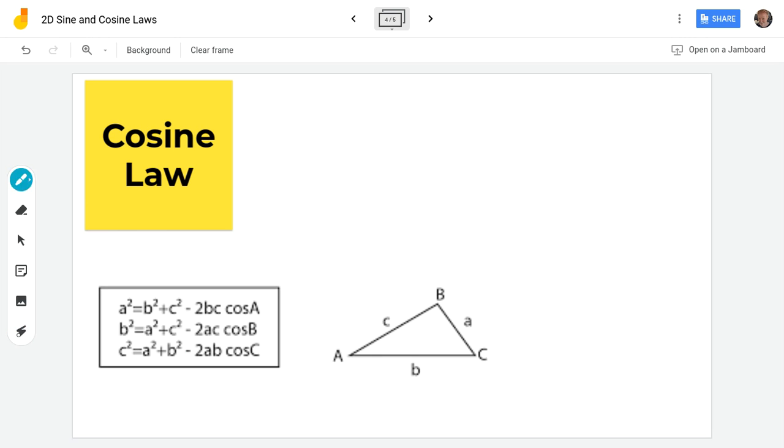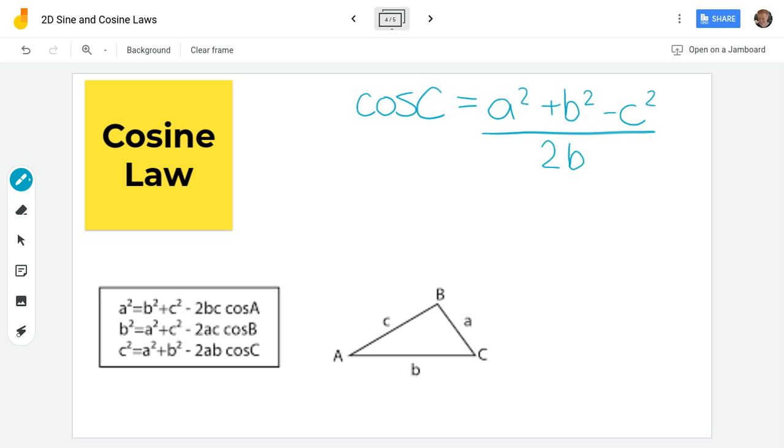There's also a rearranged version of the cosine law that I will show you. You'll see it written as cosine of C, or any letter, doesn't matter, is equal to a squared plus b squared minus c squared over 2ab. So again, this one has to go with the one that's being subtracted here, and everything else is positive.